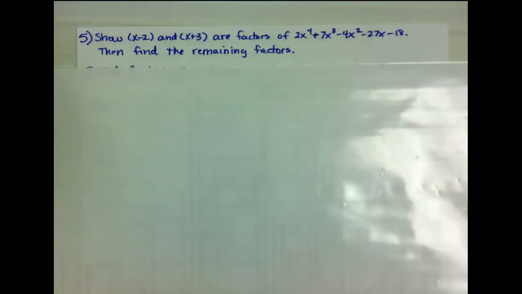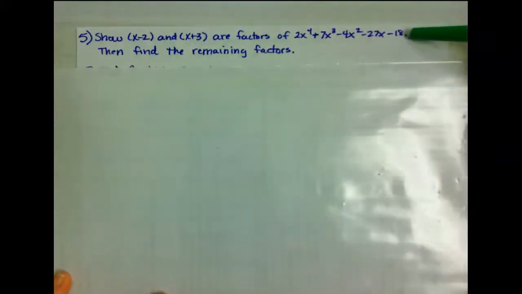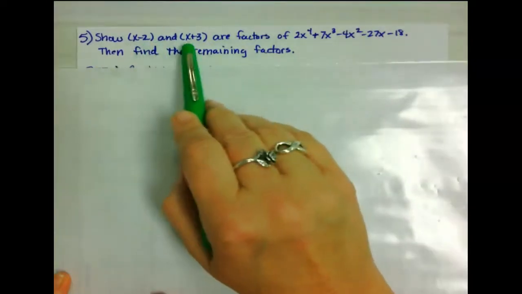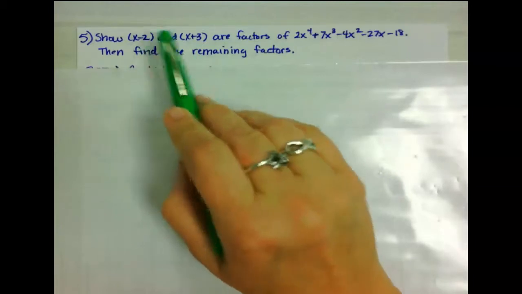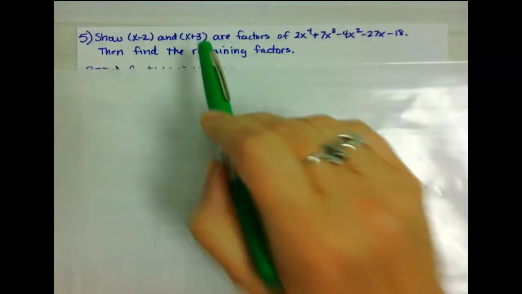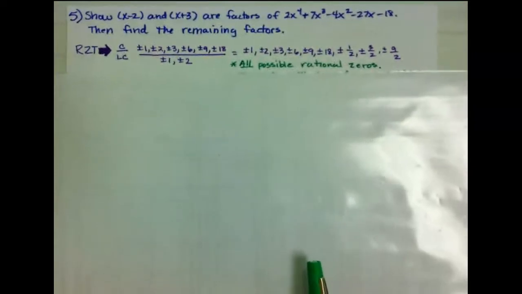In this particular problem, it's asking us to show that x minus 2 and x plus 3 are factors of this polynomial. Then find the remaining factors. So for it to be a factor of this polynomial, it should come from the rational root test. So that's where you're getting these values. Now this is x minus 2, so it would also be x equals 2. And this is x plus 3, so it would also be x equals -3. All right, so the first thing you would do is write your rational root test.